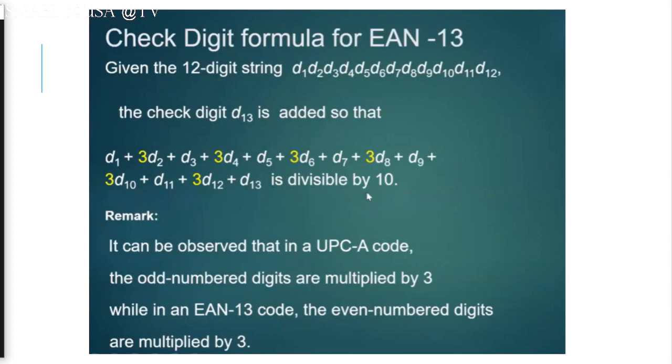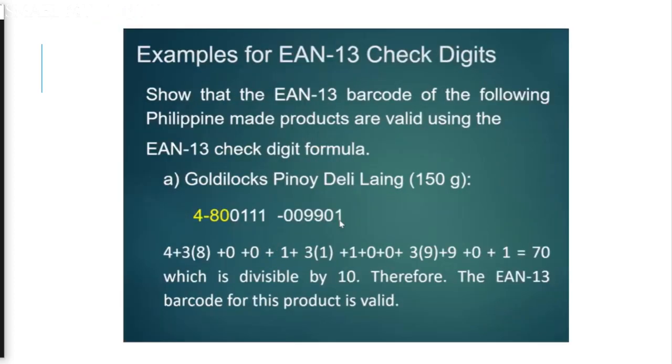Now, I said earlier, yes, the Philippines is assigned 480. So, examples of EAN-13 check digits show that the EAN-13 barcodes of the following Philippine-made products are valid using the EAN-13 check digit formula. For example, we have the Goldilocks Pinoy Daily Line, 150 gram. If this is the EAN-13 barcode, now we can check, no?